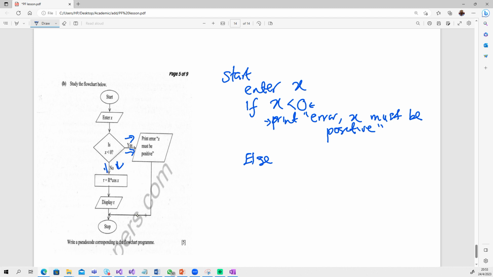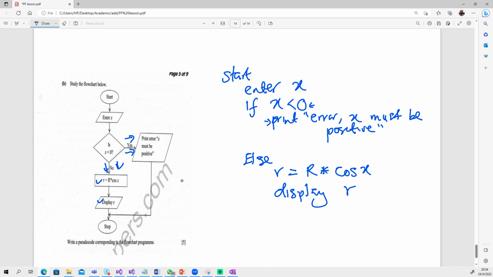We'll come to the no part of this. So we'll come to the no part and we find that we have to find the value of r and then display r. So we'll simply say r is equal to r multiplied by cos x, and then you say display r. Simply means you can say display this value of r. That is it, and the program ends.